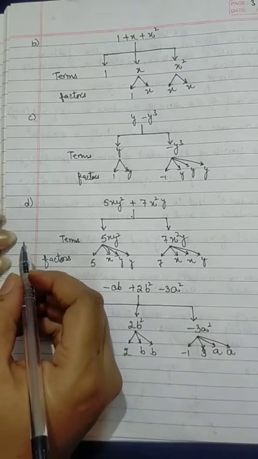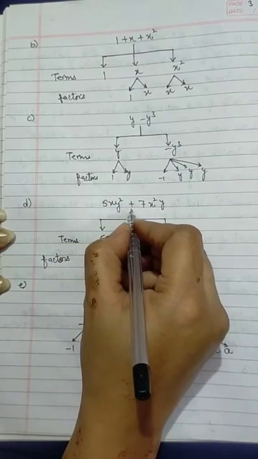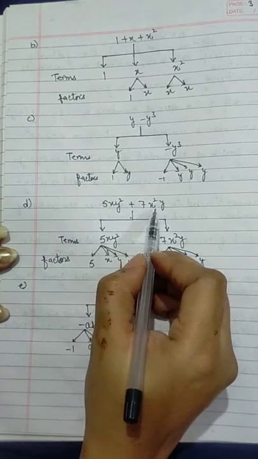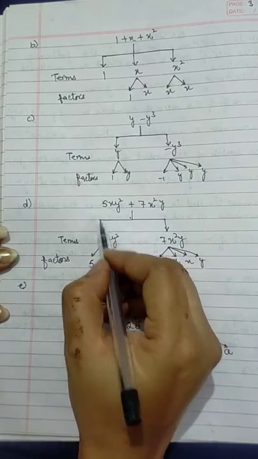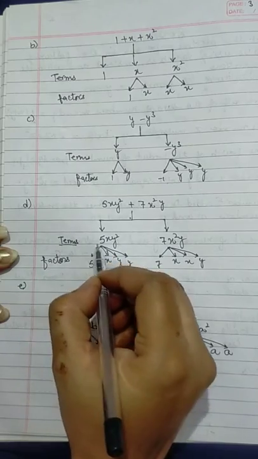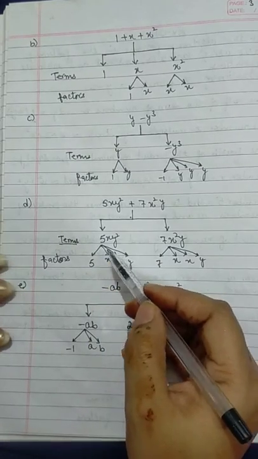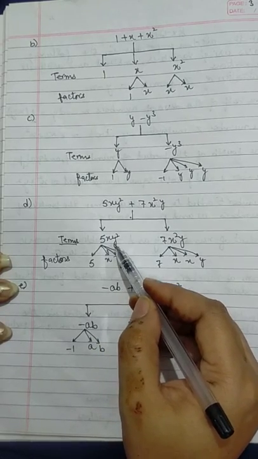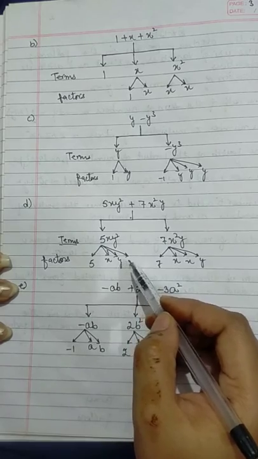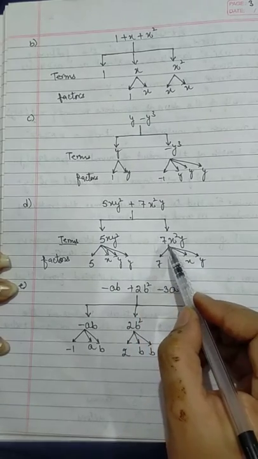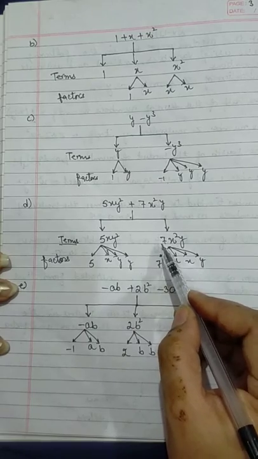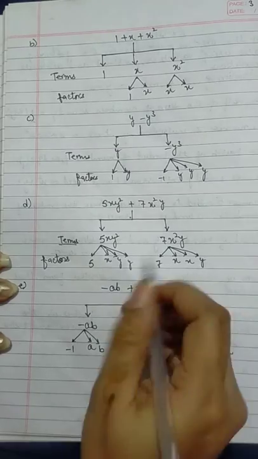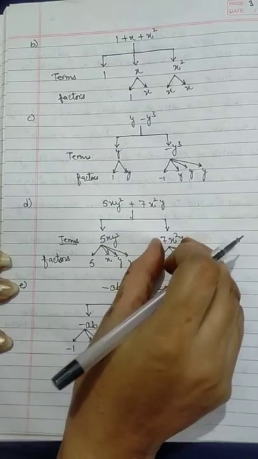Now in the same way the D part: we have 5xy square plus 7x square y. Here we can see there are two terms and they have a plus sign in between. So write the terms separately. Then we will convert all the terms into factors. So write 5 separate, x separate, and then y square is there, so write y twice, 2 times. Same on the other side, we factorize 7x square y. So 7 is as it is and x will be written 2 times, then y will be there. Fine. These are known as its factors and these are known as its terms.